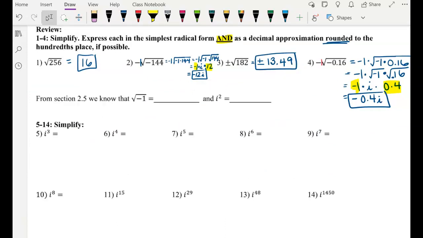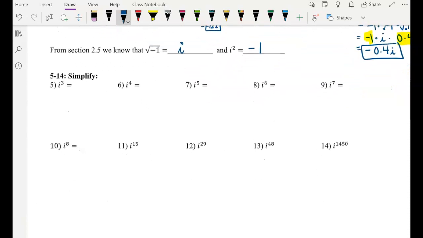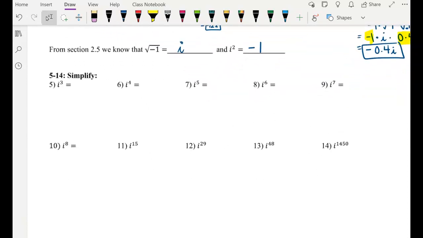Now, in the same section, we introduced you guys to this i, right? So i is going to be the square root of negative 1. And we said i squared is going to be negative 1 without the square root, because it's an i times i. So that will help us study this new skill right here when we raise it to some large power.